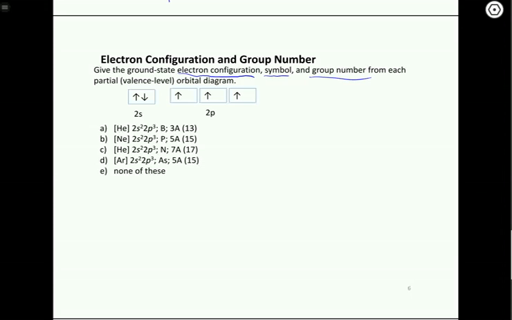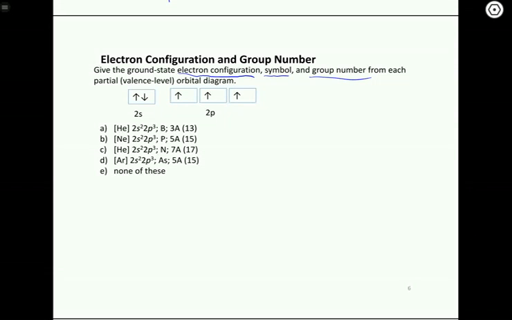Now, if we look at the picture we're given, it has 2s and 2p subshells, and the 2s is fully filled and the 2p is partially filled. So this is a valid picture that follows the Aufbau principle and Hund's rule. The 2s is completely filled. The 2p has the three parallel spins that we would expect.